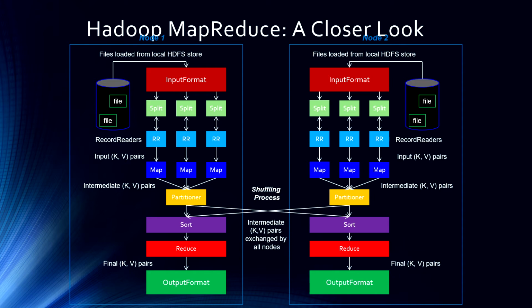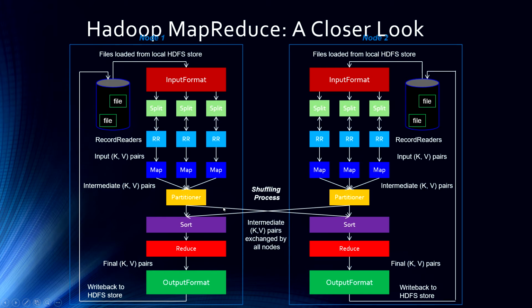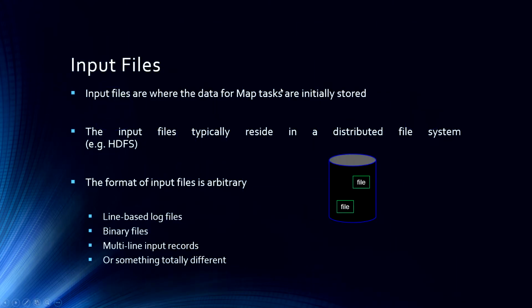So this is the shuffling part. This is the intermediate key value pairs. Then this is the final output. And then again we write it back to the HDFS store, and then again the process continues.